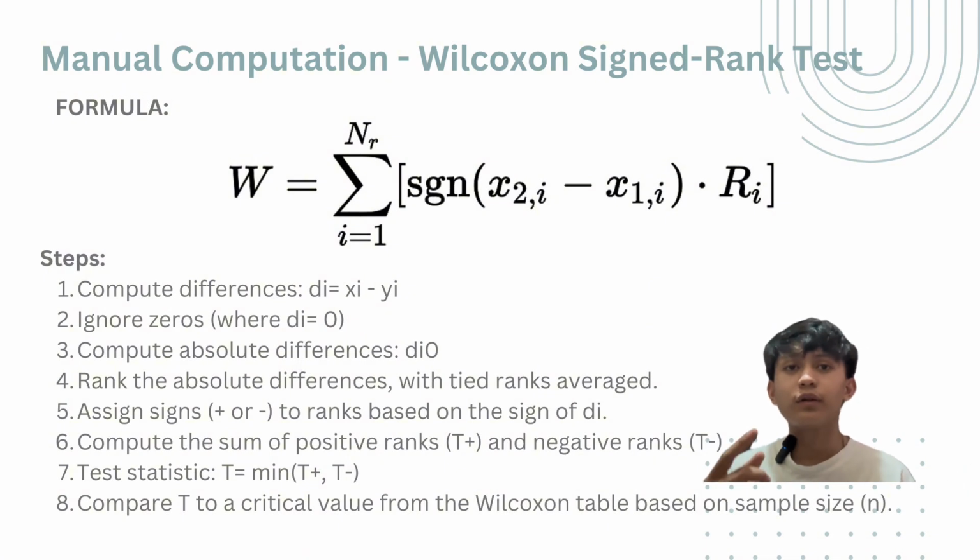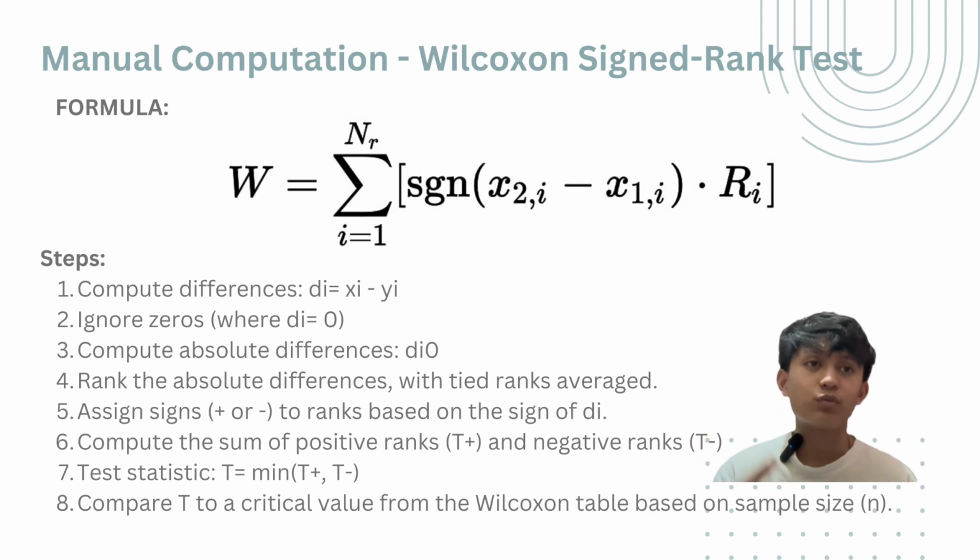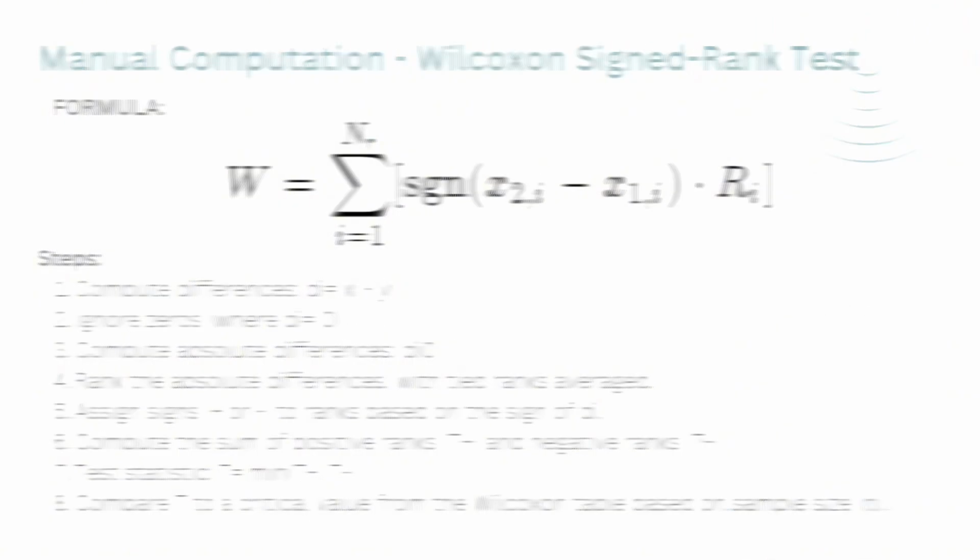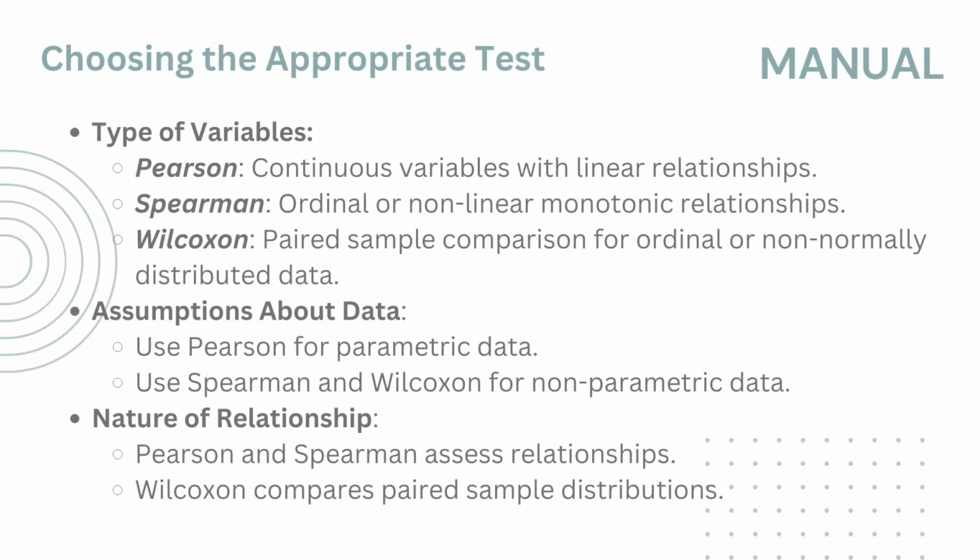Compare T to the critical value from a Wilcoxon table based on the sample size. If T is less than the critical value, we reject the null hypothesis, indicating a significant difference between the paired samples. In choosing an appropriate test, always remember this.